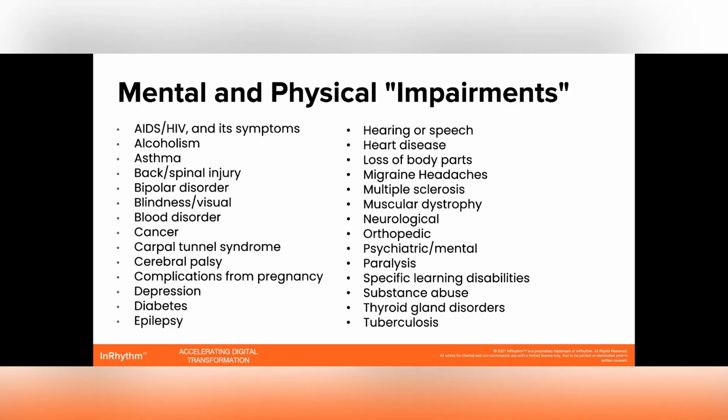This is a partial list of mental and physical impairments covered by the ADA. Some very common ones include alcoholism, asthma, back injury, cancer, diabetes, and substance abuse. So many people have these problems.